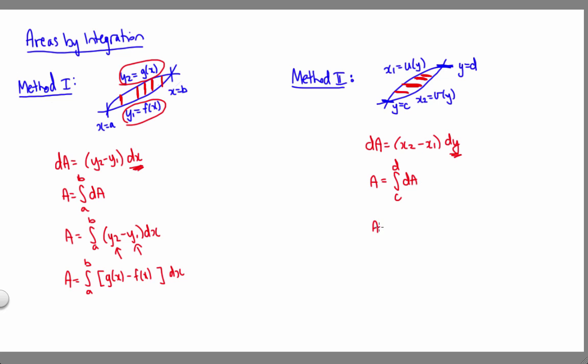Now let's sub in our expression for dA. And the final thing we need to do in order to be able to integrate is to get x2 and x1 written in terms of y. So for that, we'll go back up to our region here. x1 has equation u of y, and x2 is equal to v of y. So if we sub in here, then we can say that area is the integral from c to d of v of y minus u of y times dy.